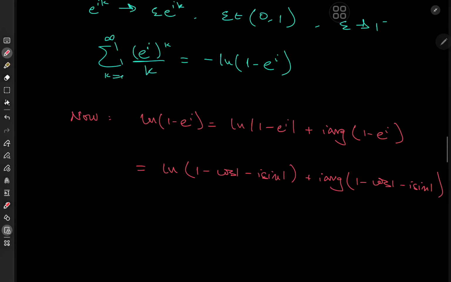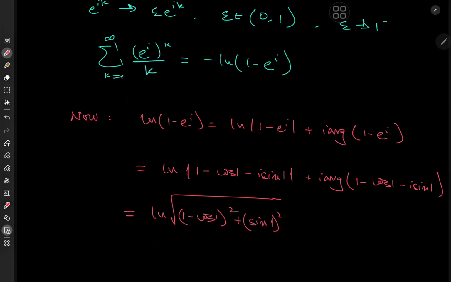Okay, cool. So, terribly sorry about that. I needed the absolute value, but that's pretty easy to calculate. I just need a big ol' square root. And I need the square of the real part, 1 minus cosine 1 squared, plus sine of 1 squared. And then, of course, I need the argument, the principal argument, that is.